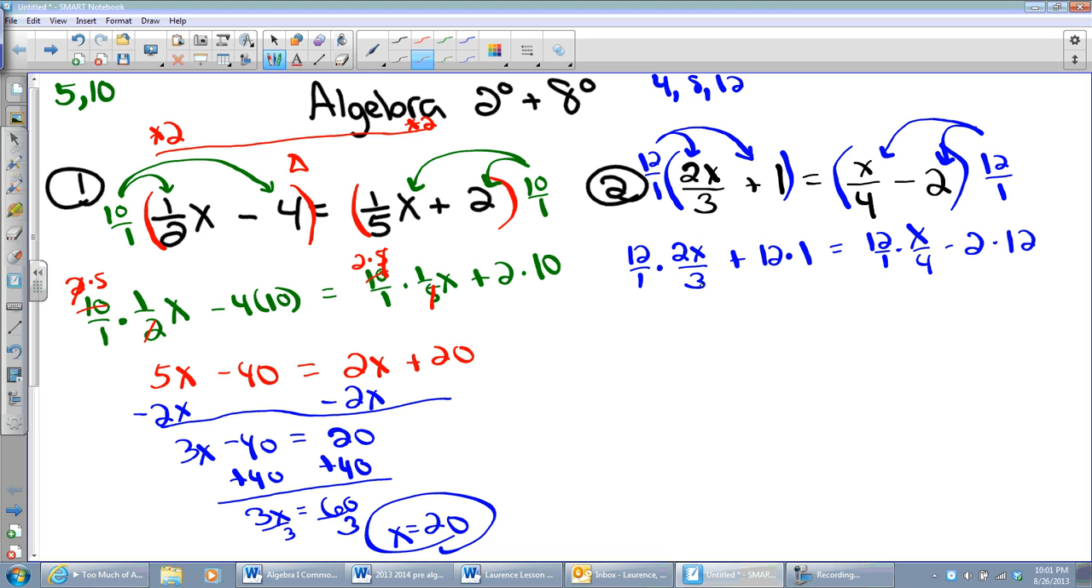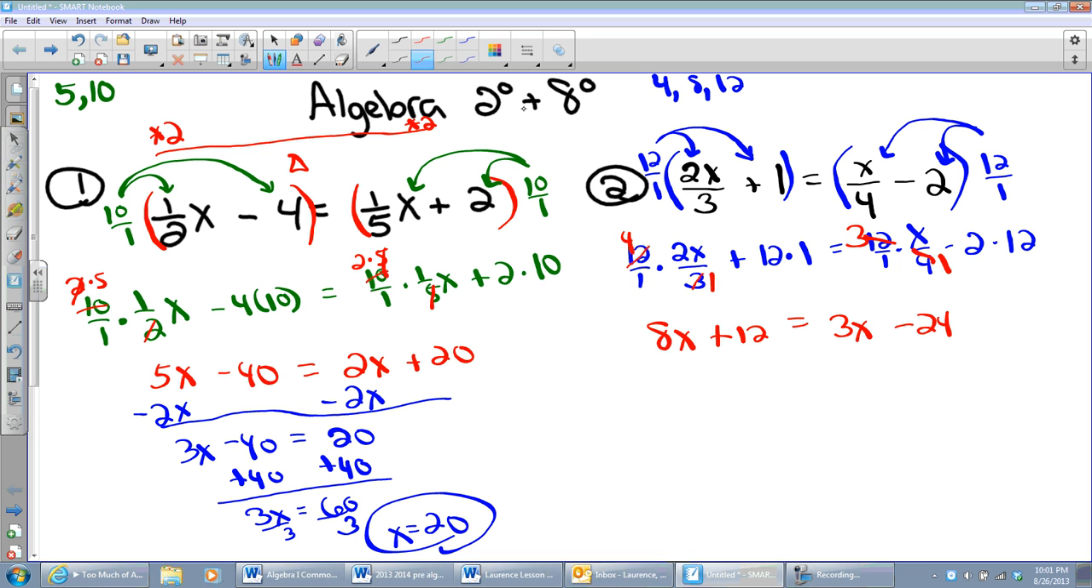Hey, 12 thirds, isn't that the same as 4 over 1? And 4 times 2 is 8, times x is 8x. This is just 12. This is 12 fourths, which is going to end up being 3 over 1. 3 times x is just 3x. And this is minus 24.